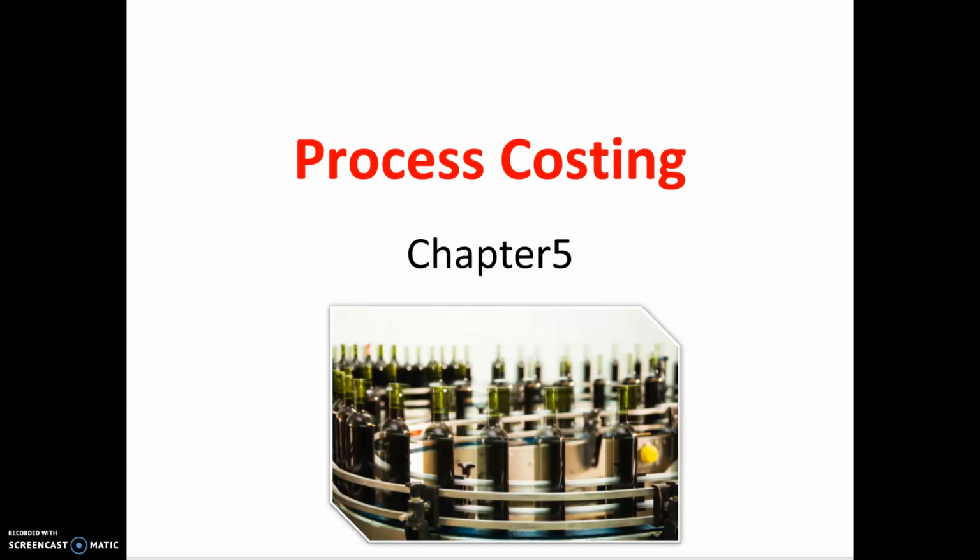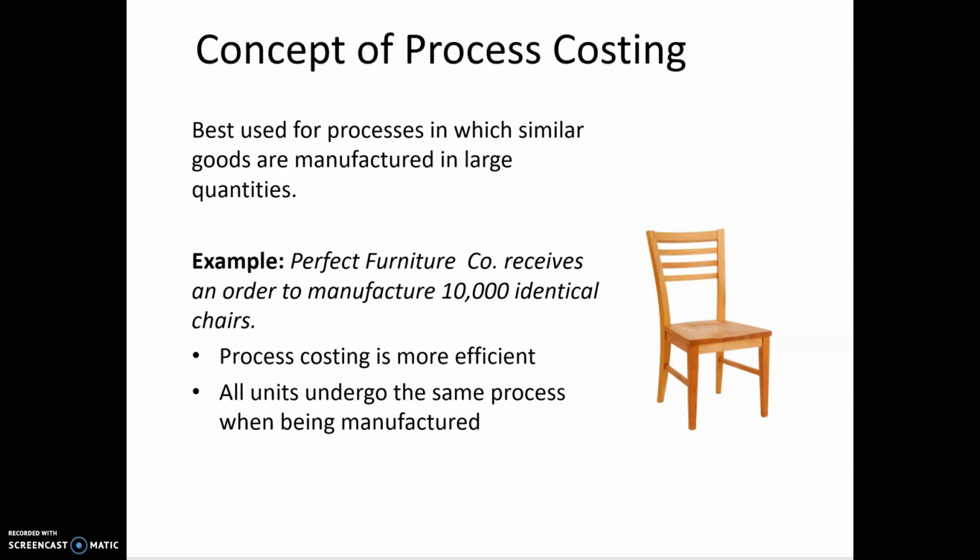In Chapter 3, we learned about job costing, the way companies that make a unique product determine the cost of their product. Chapter 5 deals with process costing. And so process costing is what a company who mass produces a similar type of product uses. An example here: we have a furniture company and they make chairs, and every chair is the same. So we don't need to do job costing. We are going to do process costing because every chair goes through the same manufacturing process.